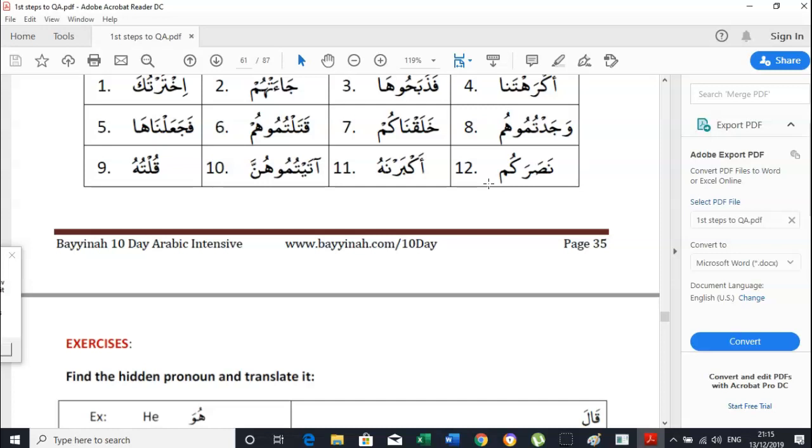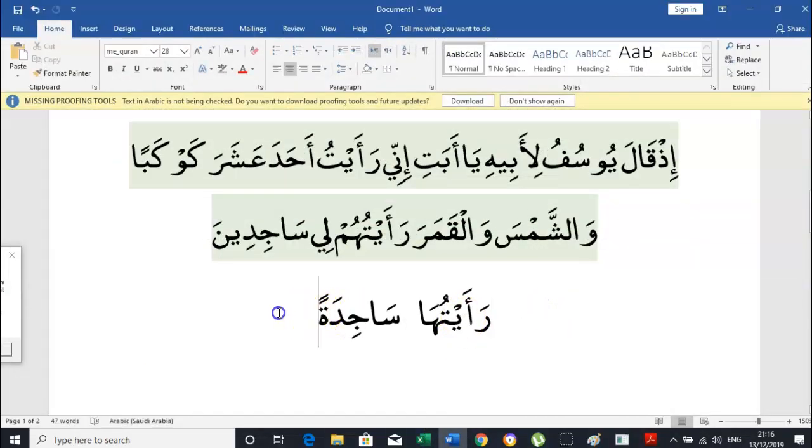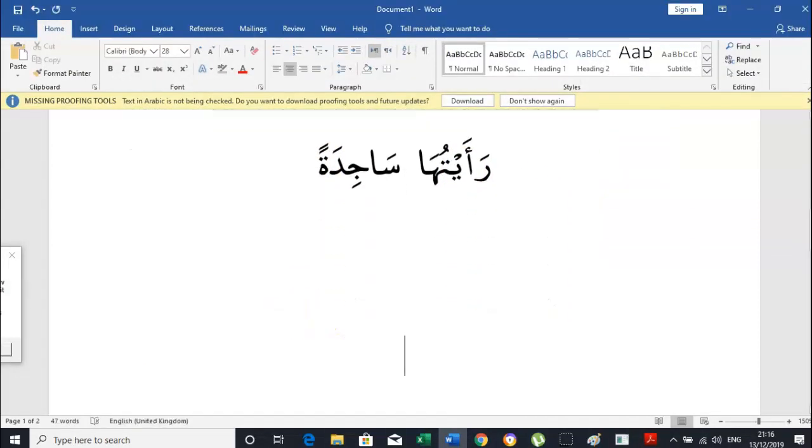Okay, what's the attached pronoun? Hum. Then you have قتلتموه. Okay, it's not hum. It's not "they". Let me write that down for you guys. And that's an understandable mistake you guys are making. It means to kill. Okay, what's qataltum mean? Who killed? You all killed. How do I say you all killed them?